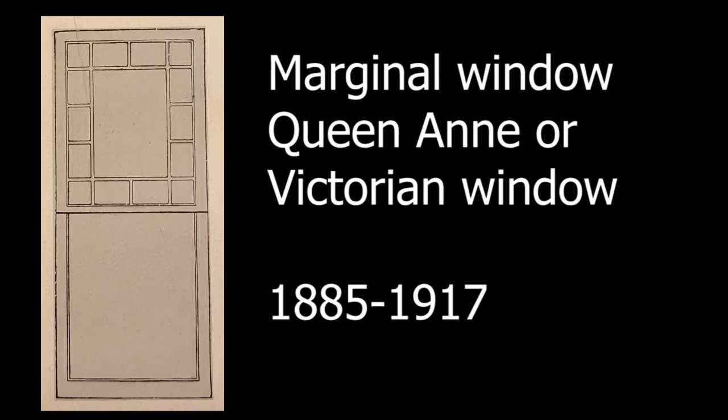The window that we're the most familiar with of these is the marginal window, which is sometimes called the Queen Anne window or a Victorian window. The key feature of this window is that the upper sash has a series of small lights around the edge, which is how it got its name, because at the time they considered this to be lights around the margin of the sash. These windows became common about 1885 and continued in heavy use until the time of World War I.